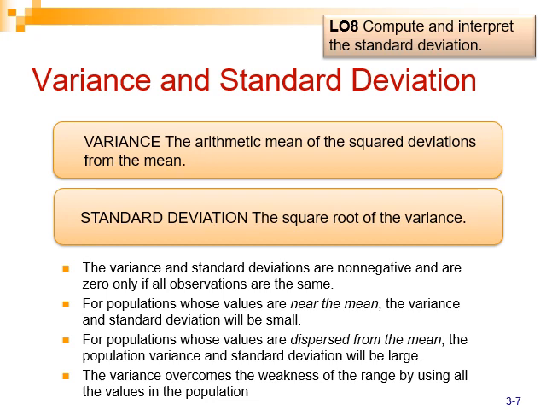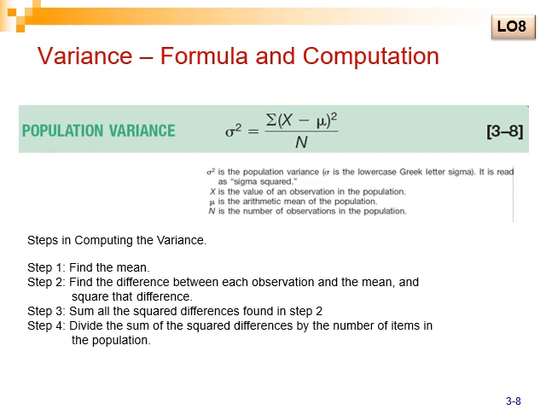But if the population values are dispersed from the mean, the variance and the standard deviation will be large. Finally, the variance overcomes the weakness of the range, because it uses all the values in the population, like the mean deviation. Let's take an example.